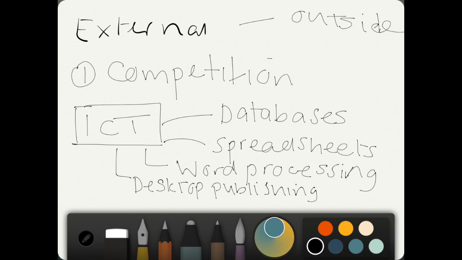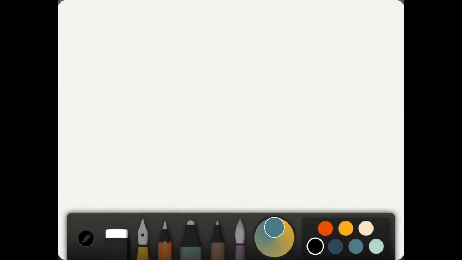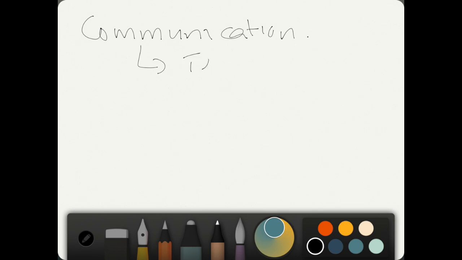And finally, they will use it for communication purposes. I'm going to go to a new page here for communication, because this is actually quite a big area. With communication, they will use text messages maybe.